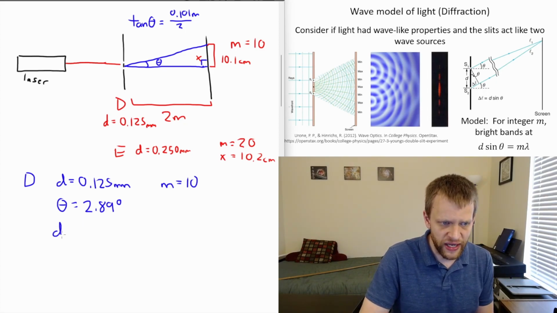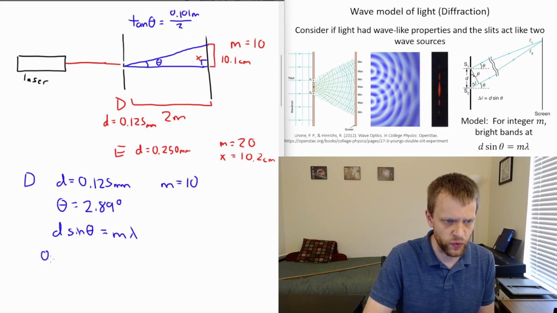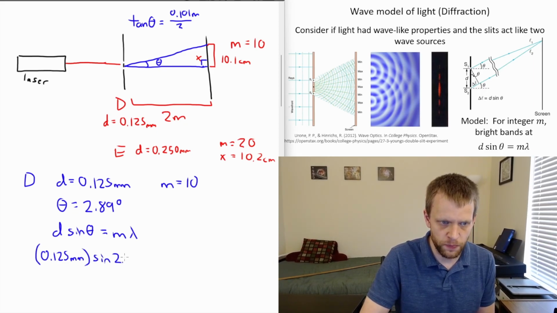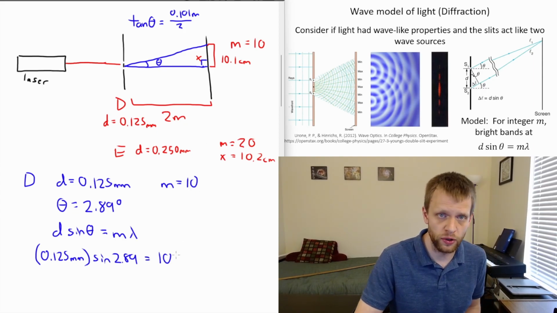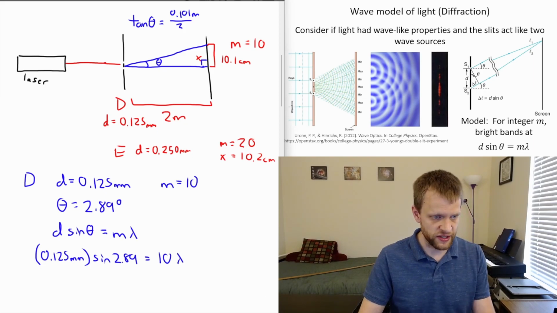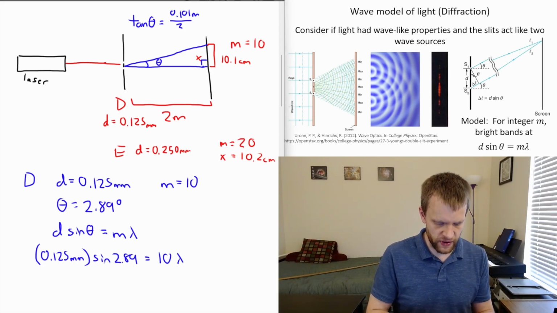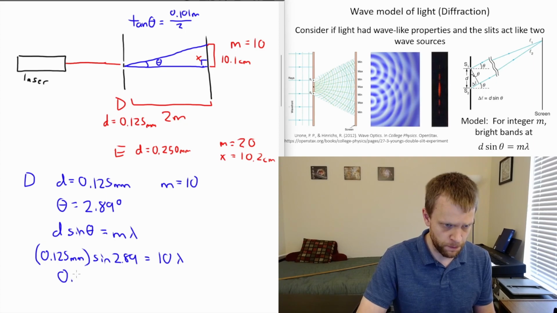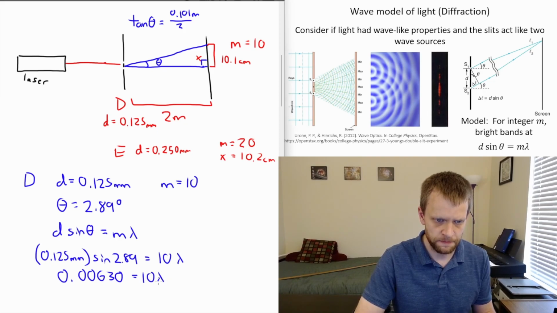So we're saying that we should have d times the sine of that angle theta equals m times the wavelength. Well, that distance was 0.125 millimeters times the sine of 2.89 degrees equals 10, because that's which band we were looking at, times the wavelength of this light. If I do 0.125 times the sine of 2.89, I get 0.00630 equals 10 times lambda.